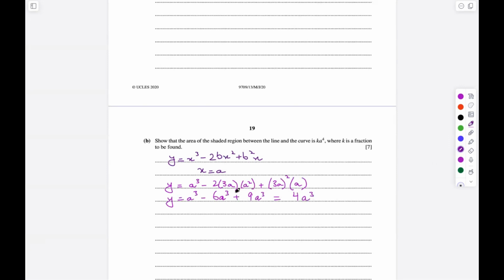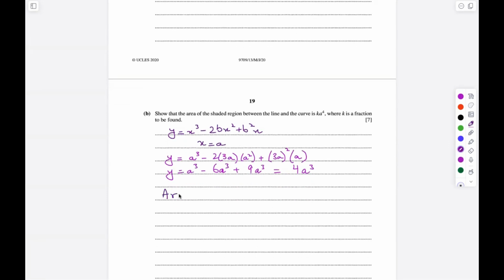Once we have the height of the triangle, which is 4a cubed, the area of the triangle will be 1 upon 2 into base, which was a, and the height, which is 4a cubed. So this 2 and this 2 will cancel out, and the area of the triangle will become 4a to the power 4.